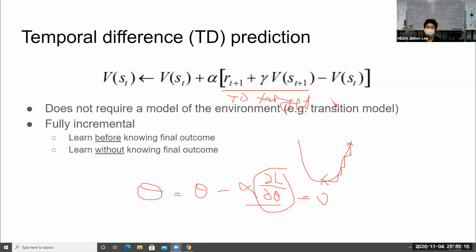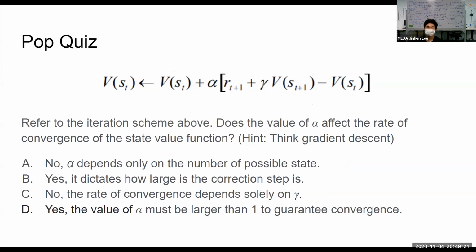Okay, pop quiz. I will now share the poll. Where's the poll? Okay. So does the value of alpha affect the convergence of this state value function? You can relate to the gradient descent algorithm that we have covered earlier.